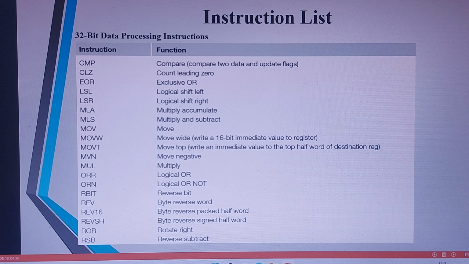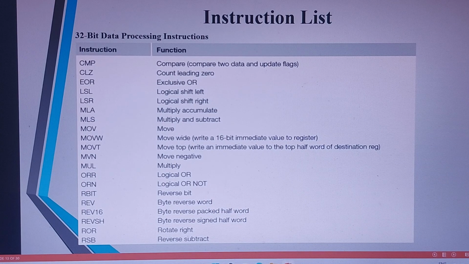If any one of the bits is 1, the result will be 1. If both the bits are the same, the result will be 0, whether it is 0, 0 or 1, 1. If the two bits are different, then the result will be 1. Then similarly, we have logical shift right and logical shift left, LSL and LSR, shift right and shift left, that is logical operations.